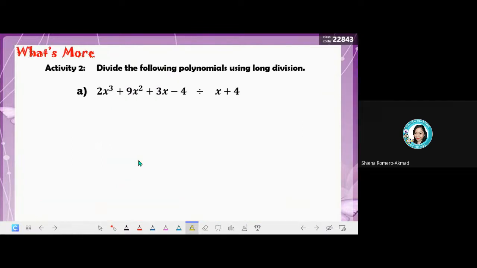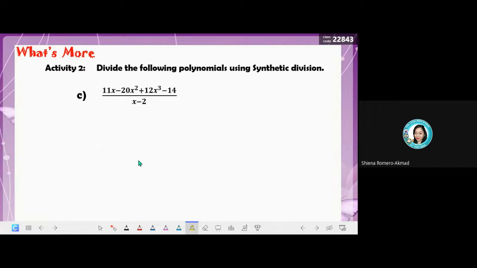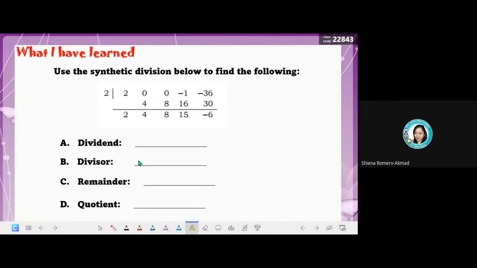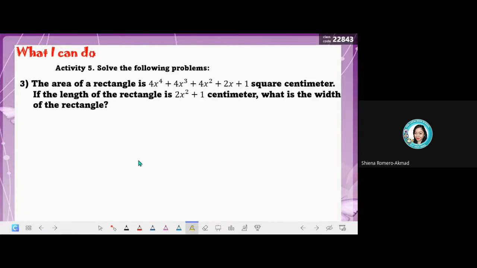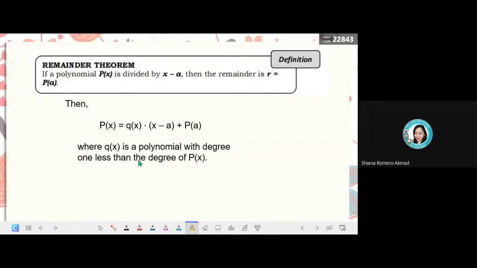Okay? So I want you to answer itong mga to. So bibigyan ko kayo ng time sa ating Jamboard para makasagot kayo. Kasi tapos, isang topic na lang tayo. Tapos na. And yung topic natin, napakadali na lang. Yung topic natin is the remainder theorem.